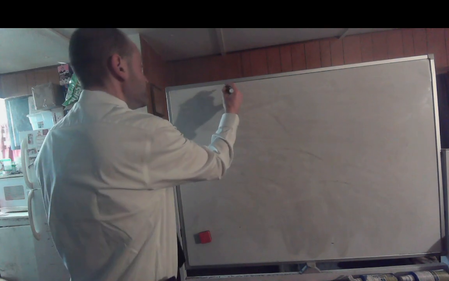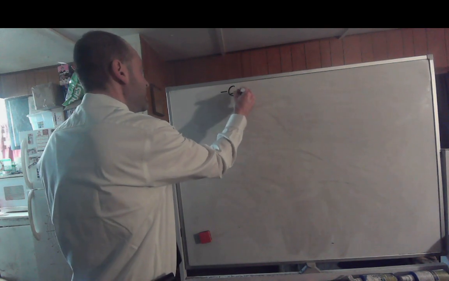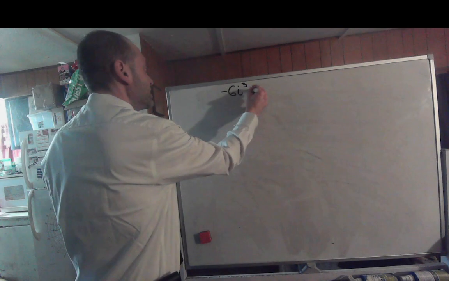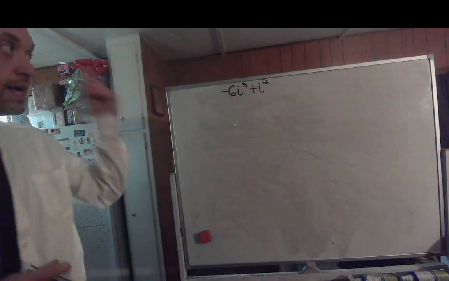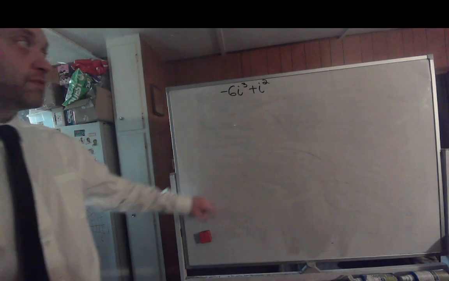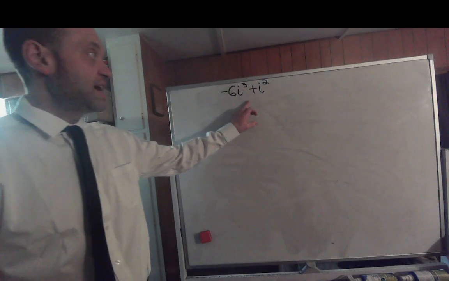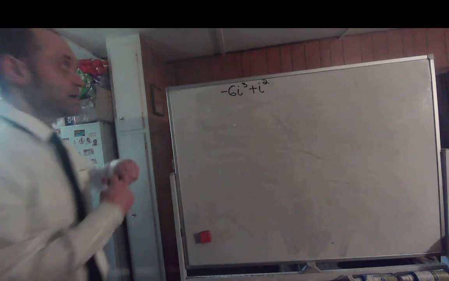Let's see here. Let's do negative 6i to the third plus i squared. So we want to write this again as a complex number in simplest form. This time you have negative 6i to the third plus i squared.